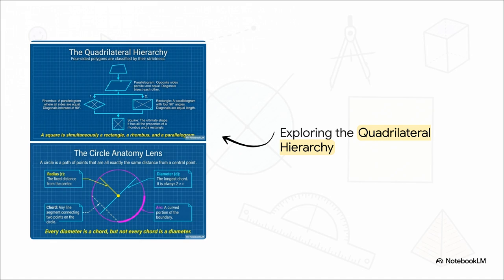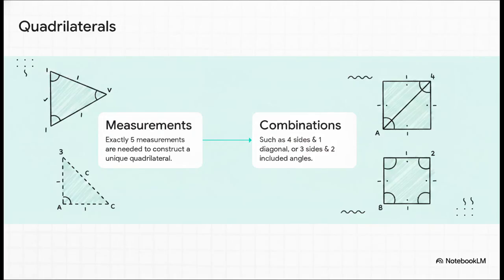And what happens if you combine them? The ultimate shape, a square. A square is incredibly special because it is simultaneously a rectangle, a rhombus, and a parallelogram, all rolled into one perfect package. So remember a moment ago how we needed exactly 3 specific measurements to lock down a unique triangle?